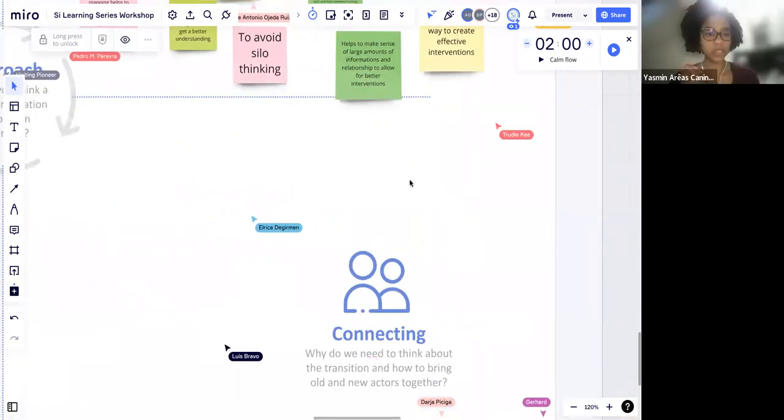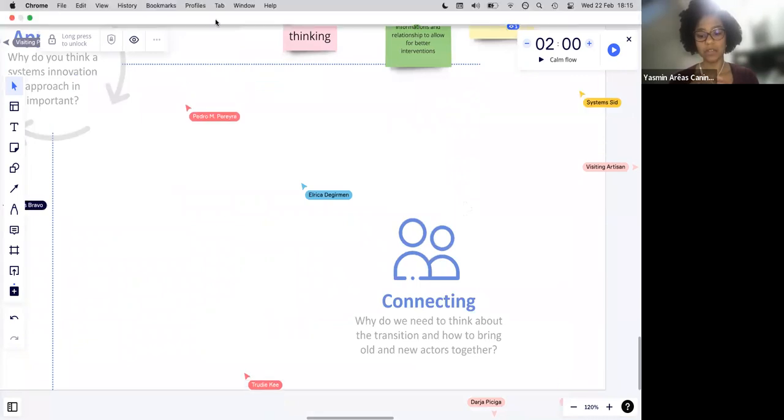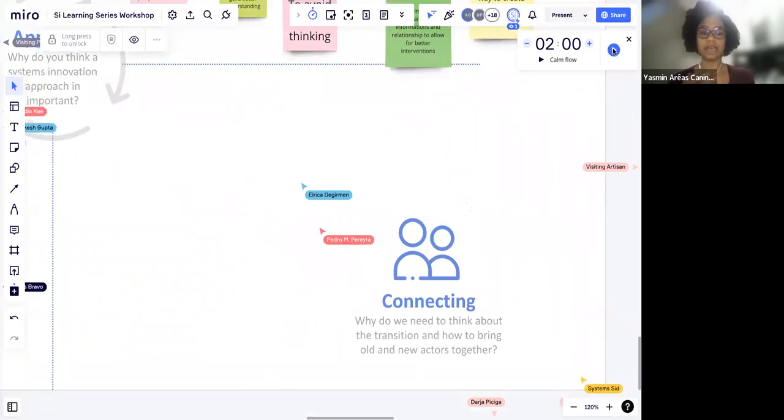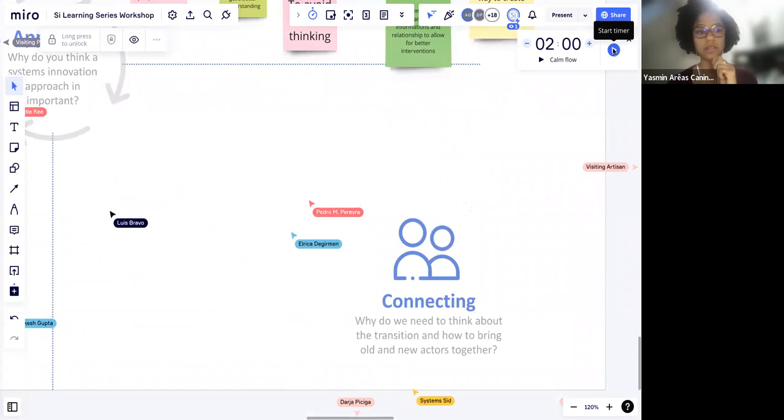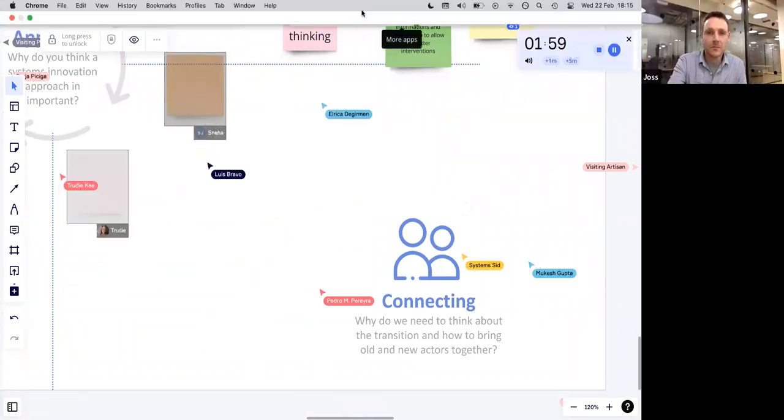So we can jump into the third section now, connecting. Why do we need to think about the transition and how to bring all the new actors together? So 2 minutes on the clock. And the calm song. Great.